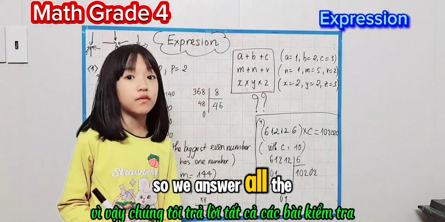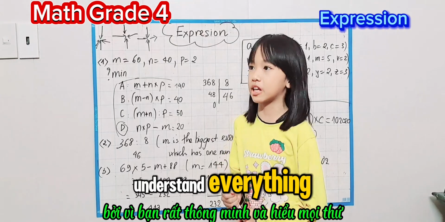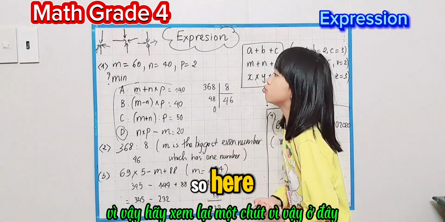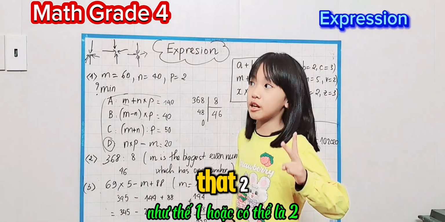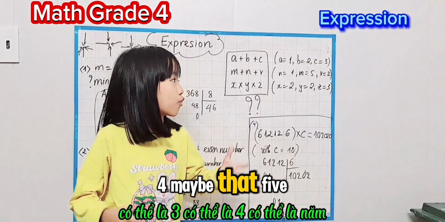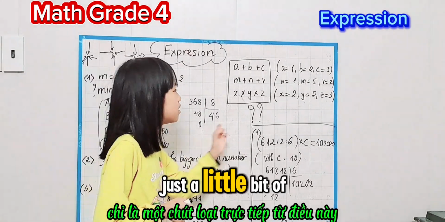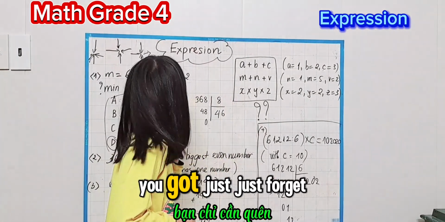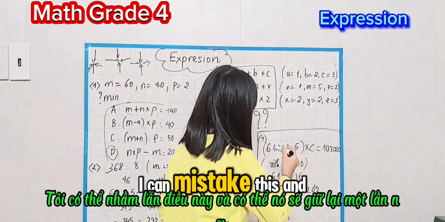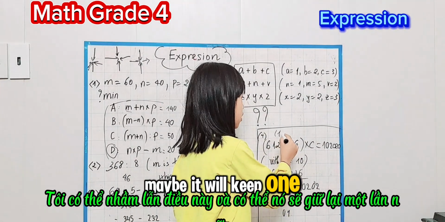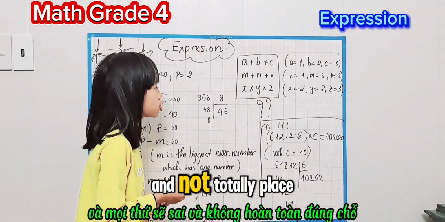So we answered all of the quiz, and we don't even need to learn a new one because you're so smart and understand everything. So let's review a little. There are lots of expressions that we need to know. Maybe there is 1, maybe 2, maybe 3, maybe 4, maybe 5. There's a lot of them. So it's very easy for us to make mistakes. Just a little bit of not being careful, and you could forget. Like here, when I was careless, I made a mistake, and maybe it will keep one more, and everything will be wrong.